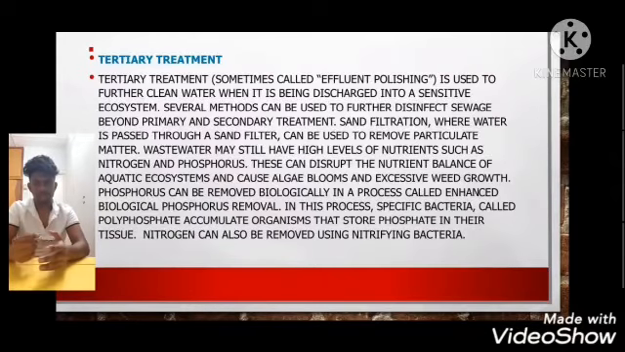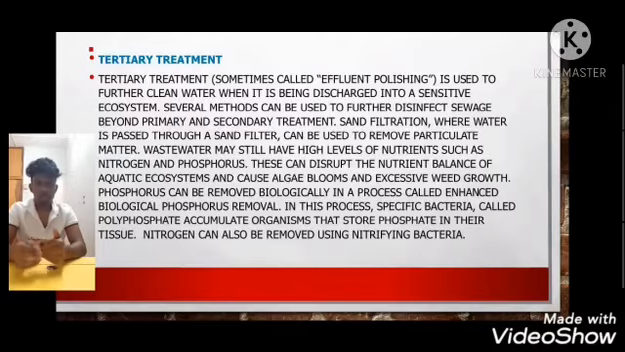It is used to further clean the water when it is being discharged into a sensitive ecosystem. Several methods can be used to further disinfect sewage beyond primary and secondary treatment. Sand filtration is where the water passes through a sand filter, which can be used to remove particulate matter. Wastewater may still have high levels of nutrients such as nitrogen and phosphorus. This can disrupt the nutrient balance of aquatic ecosystems and cause algae blooms and excessive weed growth in the water.